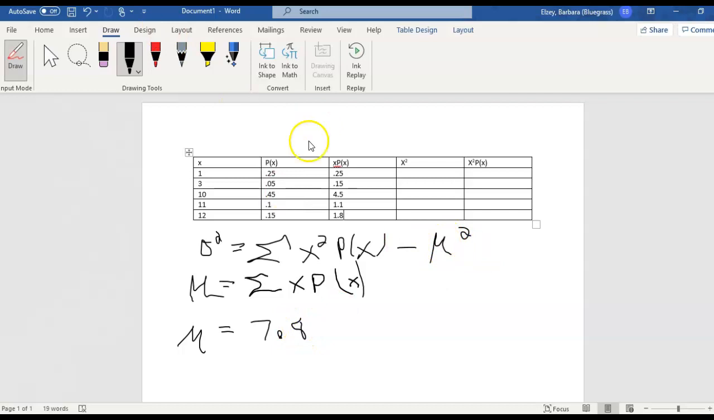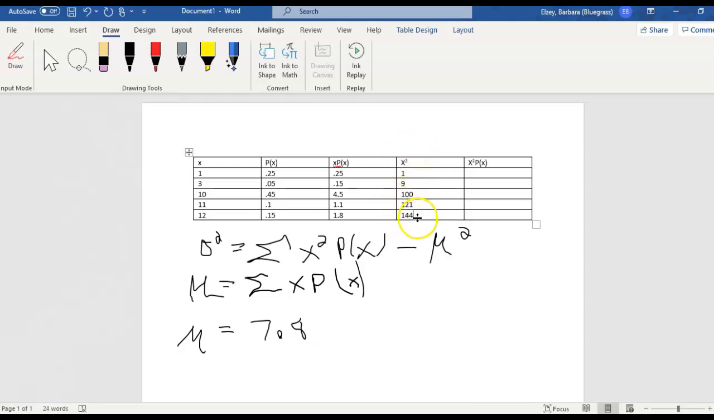All right, so now let's go back and let's get the sum of the x squared p(x)'s. So the first thing I need to do is to get x squared. So I'm going to go back here to my x column, and I'm going to square each item. Squaring 1, that's 1. Squaring 3, 3 times 3 is 9. Squaring 10, 10 times 10 is 100. Squaring 11, that's 121. And squaring 12, that's 144.